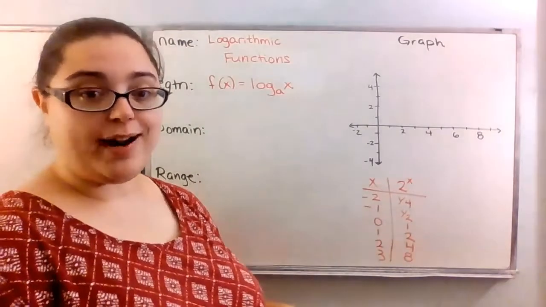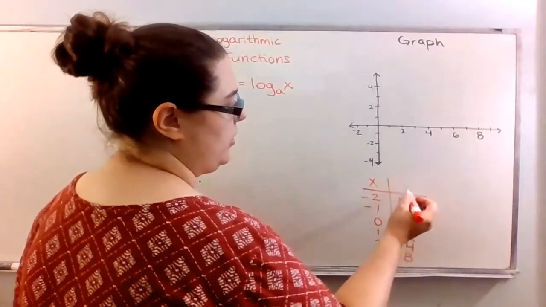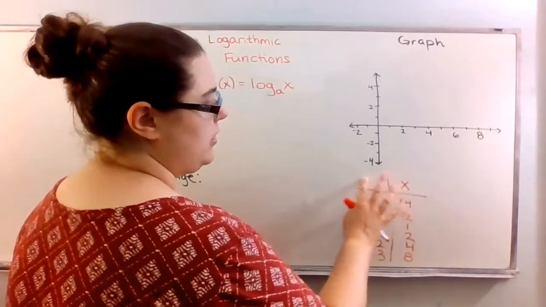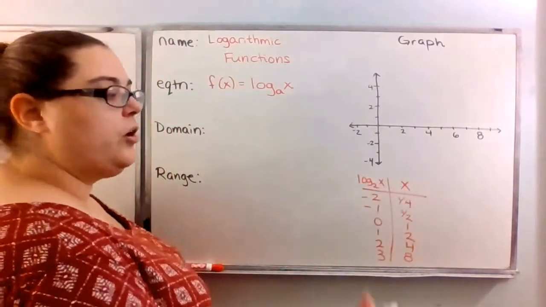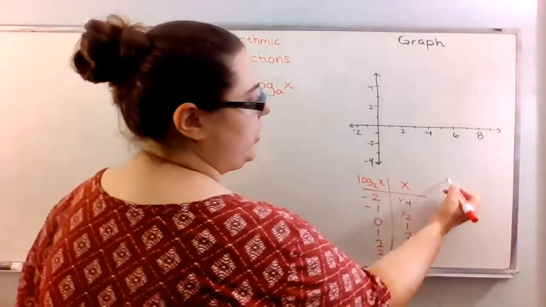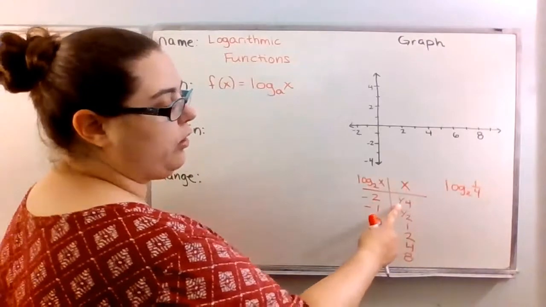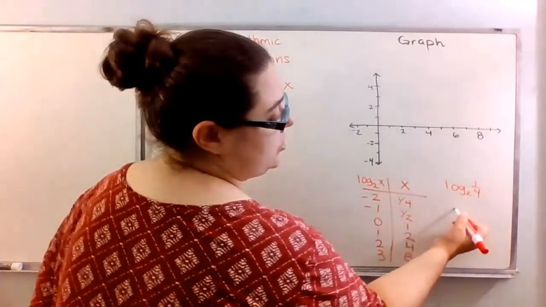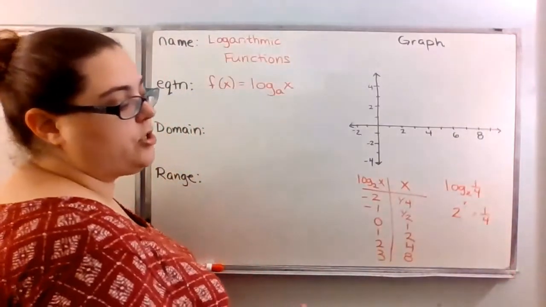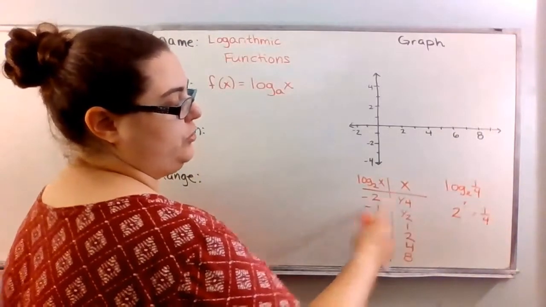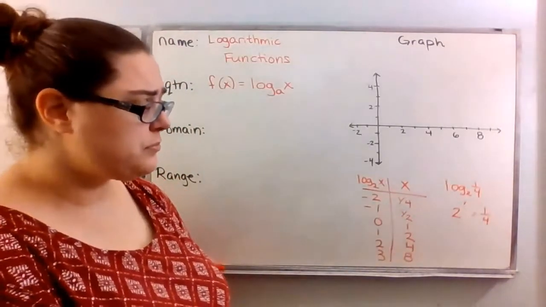To use this table to graph the logarithmic function, we're basically switching the roles of x and y. So this is now x, and this is now log base 2 of x. What this means is if you see an expression like log base 2 of 1/4, right, if our x value is 1/4, what that means is 2 to what power will give me 1/4. So in this case, 2 to the negative 2 will give me 1/4. So it's doing that exponential function backwards.